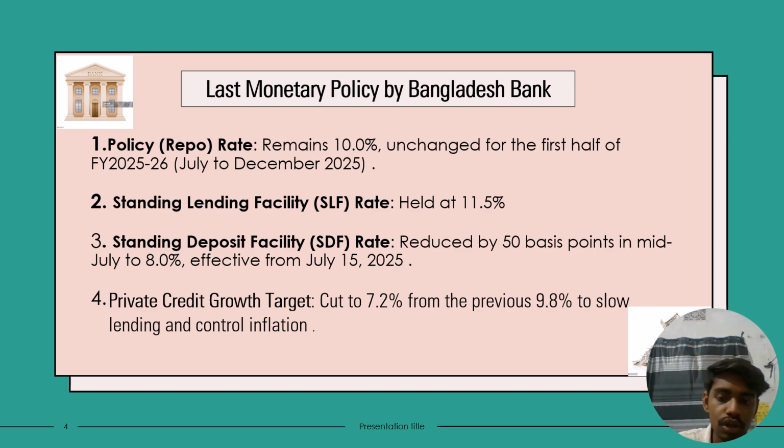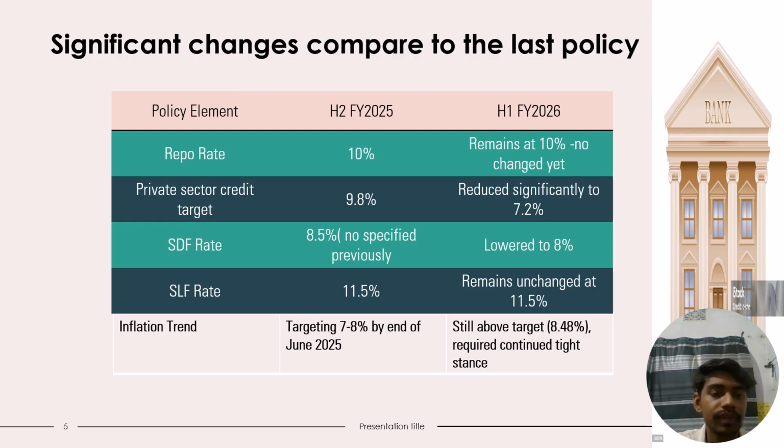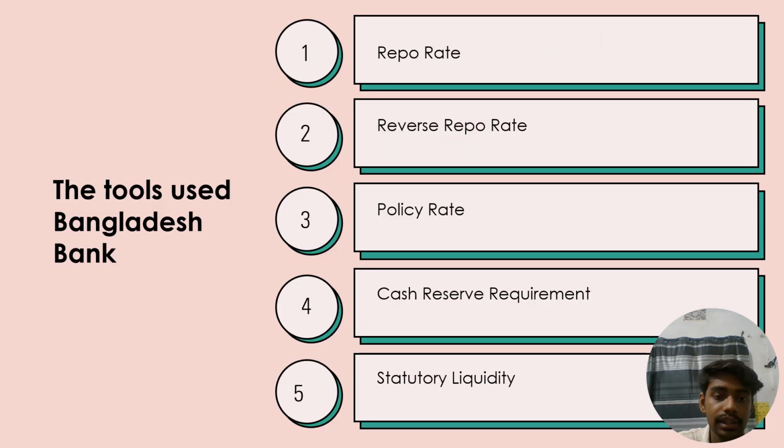Another one is the significant changes compared to the last policy. I have already told about the repo rate, the private sector credit target, and the SDF rate and SLF rate. Now this slide shows the significant changes. And now my next slide is the tools used by Bangladesh Bank to control inflation.